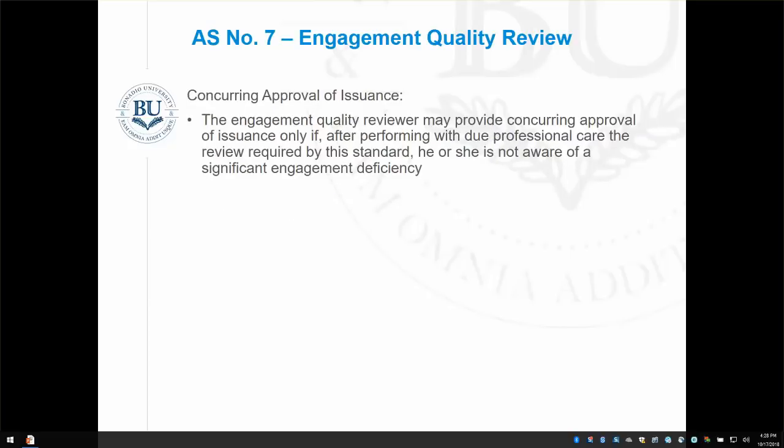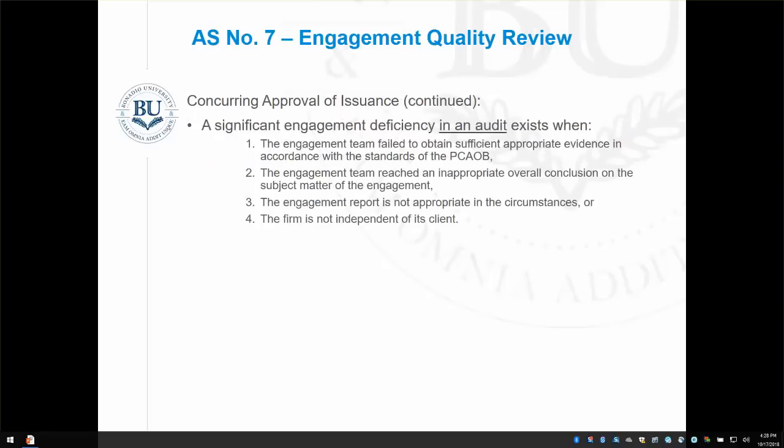And once again, once you have done that, you have to make sure that there are no significant deficiencies as part of that audit, and that you are comfortable with the engagement team, and that your conclusions have been met, and any comments that you have have been addressed by the engagement team in an appropriate manner.